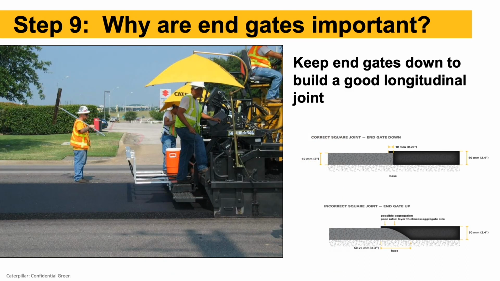And that's what this slide's showing here. So on step 9, why are the end gates important? A nice square edge will get a lot better joint density when we come back and match that lane and compact it. So we'll talk about that more later in another presentation on joint compaction.